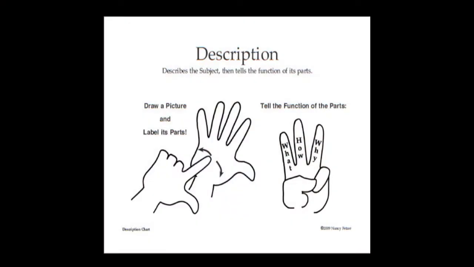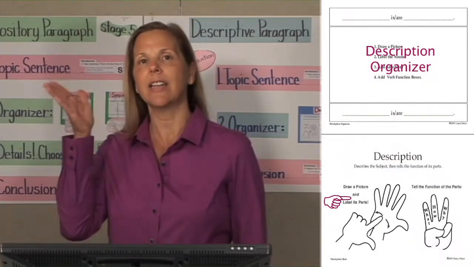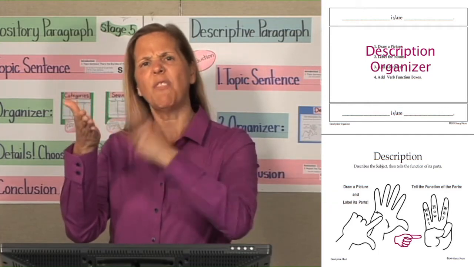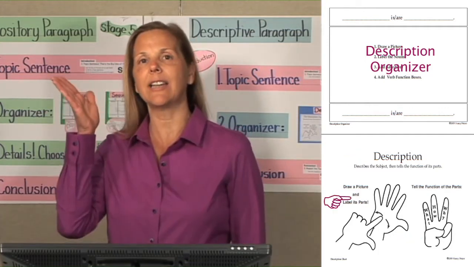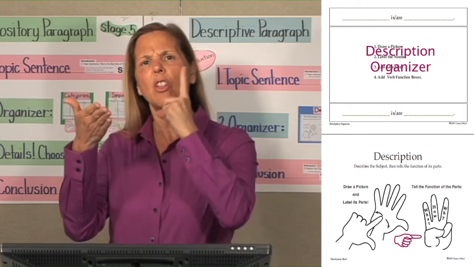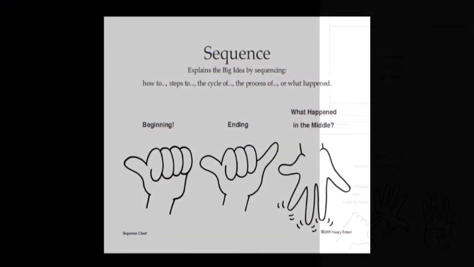Description. A description describes the subject, then tells the function of its parts. Now let's do the description hand sign. Draw a picture, label the parts, then tell the function of the parts.